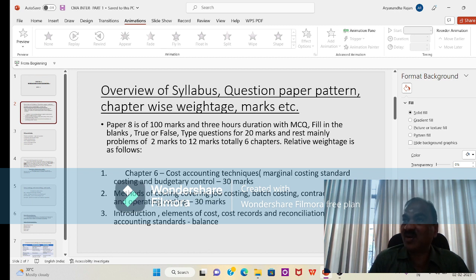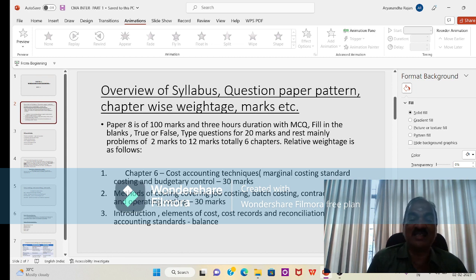6 chapters alone are there in paper 8. Relative weight is cost accounting techniques. Last chapter: marginal costing, standard costing, budgetary control. Exclusively problem paper. That covers 30 marks. So that's the importance of chapter 6. Very important chapter is chapter 6, marginal costing, standard costing, budgetary control.